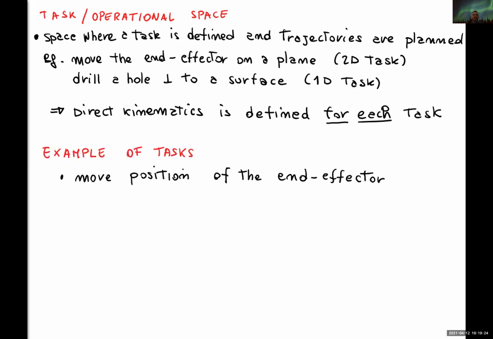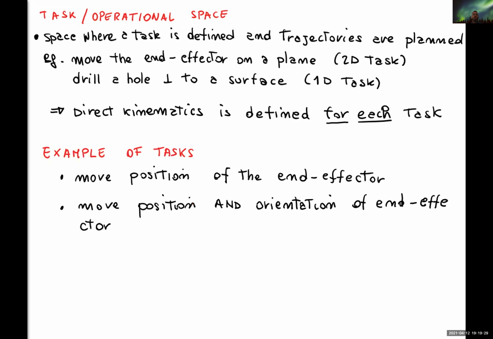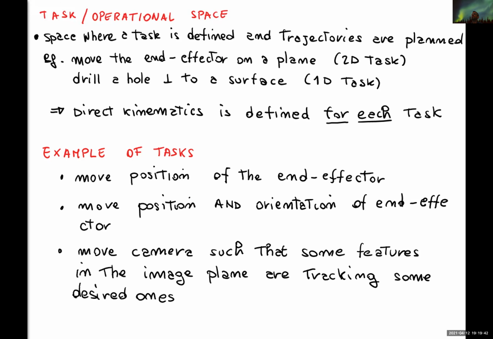Other examples of tasks are to move the position of the end effector, or to move the position and the orientation of the end effector. In the first case, you have a task of 3 dimensions. In the second case, you have a 6-dimensional task, but you could also do other things.